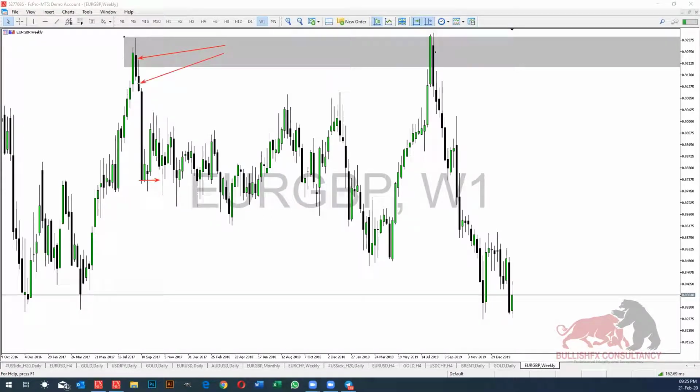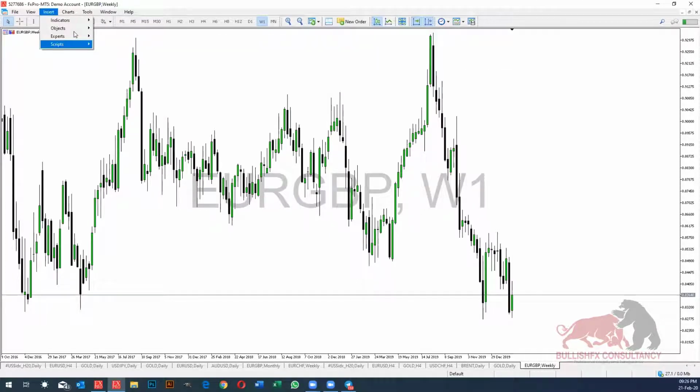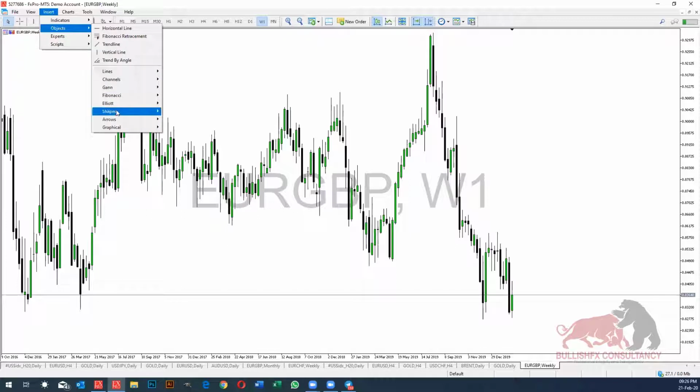Now, the second week closes below the bearish. You see here and here. It closes below. Now, you can see the gray rectangle shape that I've drawn, right? You can see that shape. Now, this is where you have to draw it to a specific zone now.